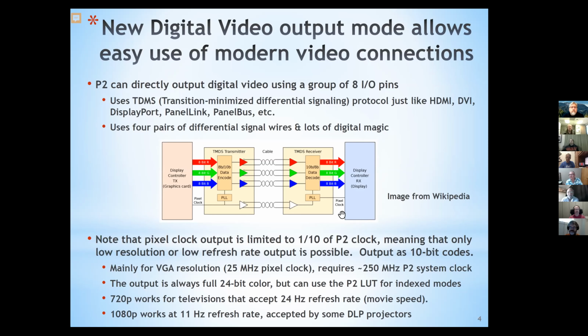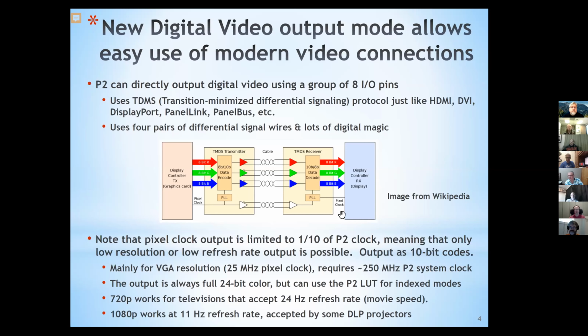And basically, even with the P2 at 250 megahertz, we're running at the minimum allowed by the rules, the minimum allowable display rate, which is a 25 megapixel clock. So it puts out pixels as 10-bit data. It turns 8 bits into 10 bits using a coding system. And it's always 24-bit color. And so we're kind of limited to VGA kind of resolution at the usual 60 hertz refresh rate.